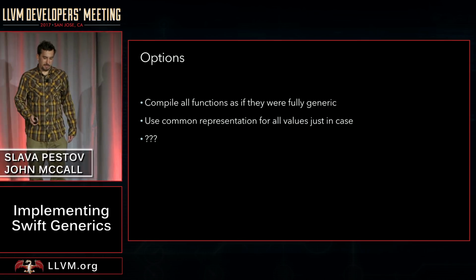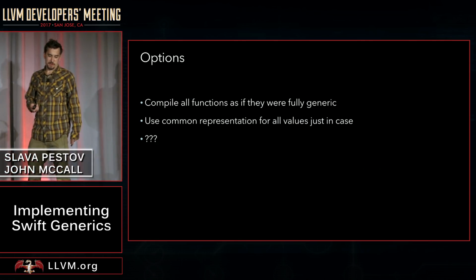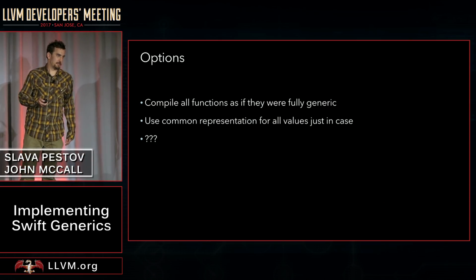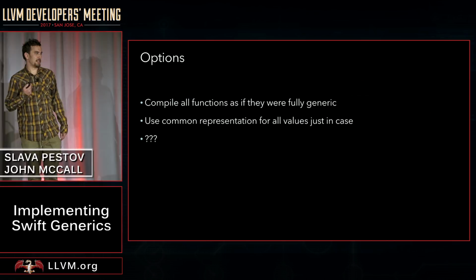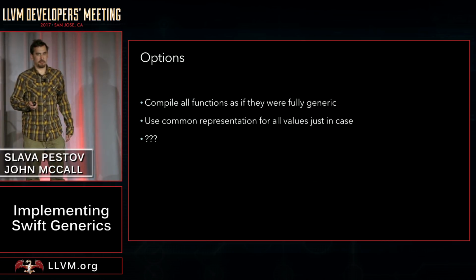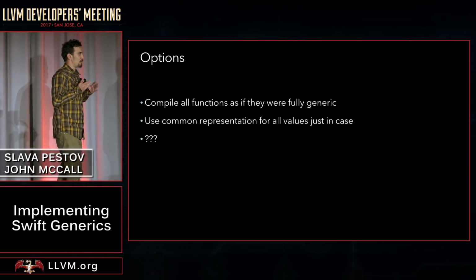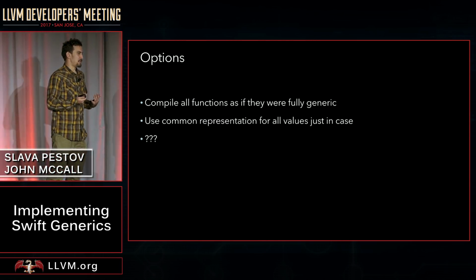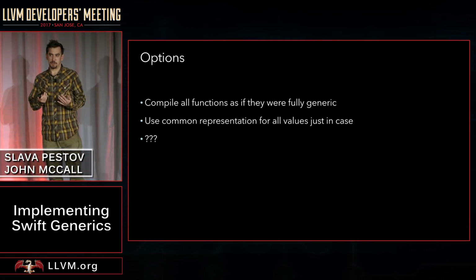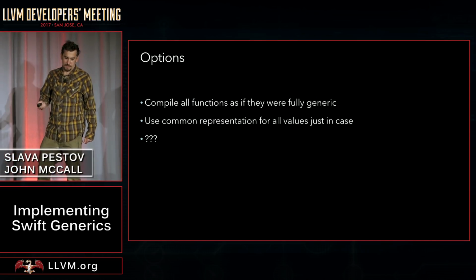Well, I'm going to throw out a couple of straw man suggestions for how to fix this. So we don't want to treat all function values as if they could be fully generic by passing everything indirectly. And again, we don't want to use any kind of boxing or universal representation for values because we don't want code that only operates on concrete types or specialized code to pay the price for a feature that they're not using. So what's the solution?